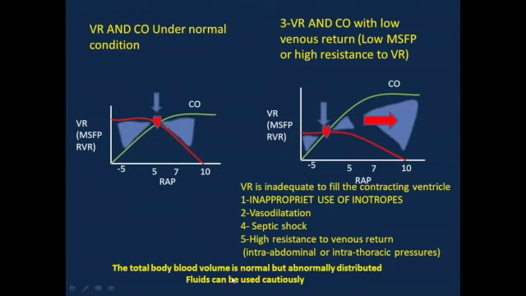The total body volume is normal, but abnormally distributed. Again, fluids can be used cautiously to refill the heart, and just cautiously. And then you have to deal with the pathophysiologic mechanism, either to wean or to discontinue the inappropriate medication, and to correct septic shock by giving vasopressor, not the inotropes.